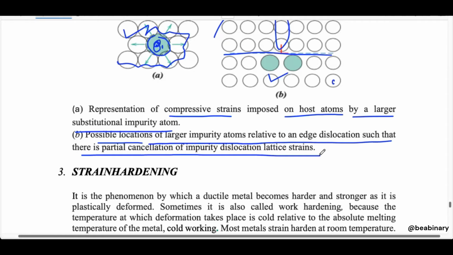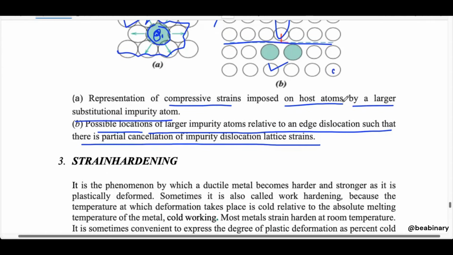So what happens when they are in other positions? They cancel each other, and they will not allow the dislocation to move further. In this way they resist the movement of your dislocations, and in other words they are increasing your hardness and strength.